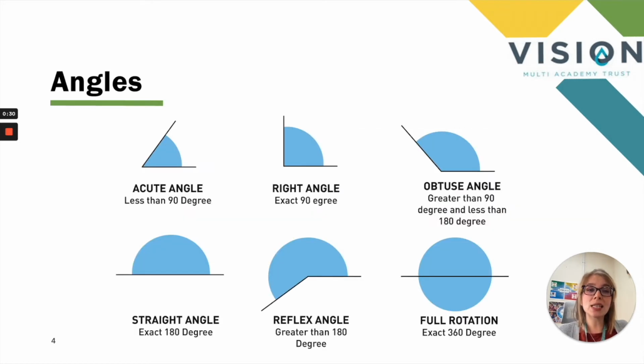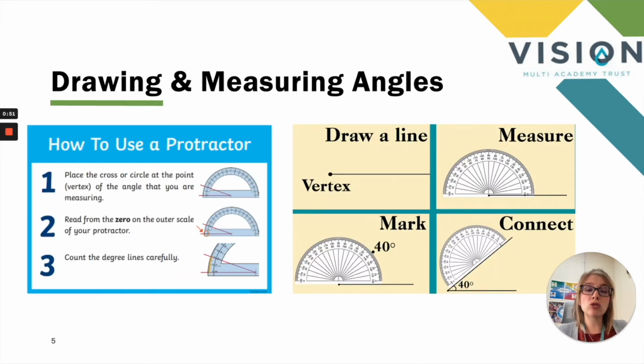So let's start off by recapping our angles. In the previous year groups, we looked at acute, right, obtuse and straight angles. But in year 5, we're now going to be introducing reflex angles, which are greater than 180 degrees, and full rotations, which we already know are 360 degrees. But now we need to be able to draw and measure angles. So let's start off by looking at how to use a protractor.